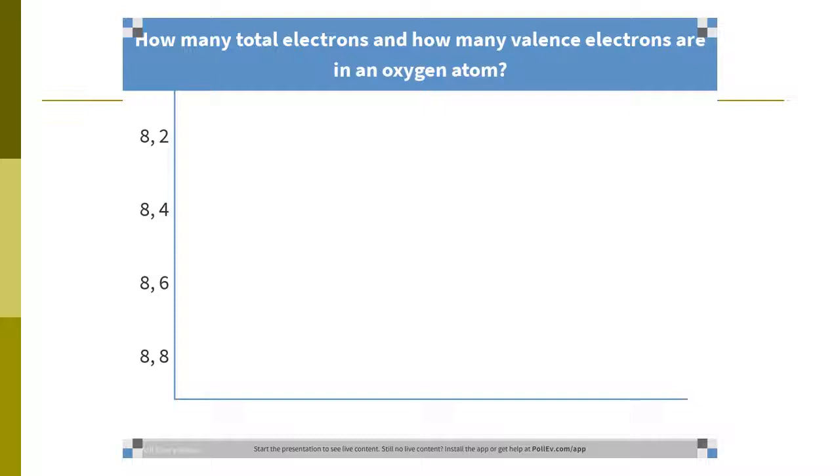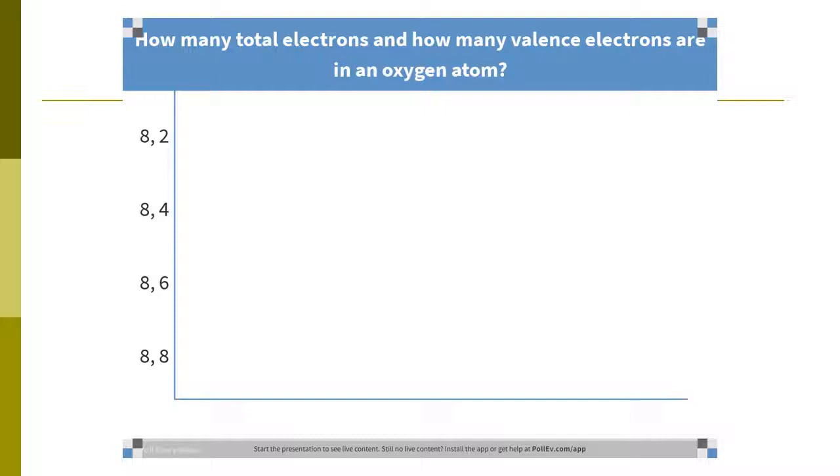Now, sometimes students will get these confused. There is a difference between total, meaning all of the electrons in the entire atom, and valence. Valence is just how many electrons are in their outermost shell. So go to your periodic table, find oxygen, and you'll see that the number listed above the oxygen is an 8. That means that oxygen has 8 protons. And because it's neutral, it has 8 electrons.